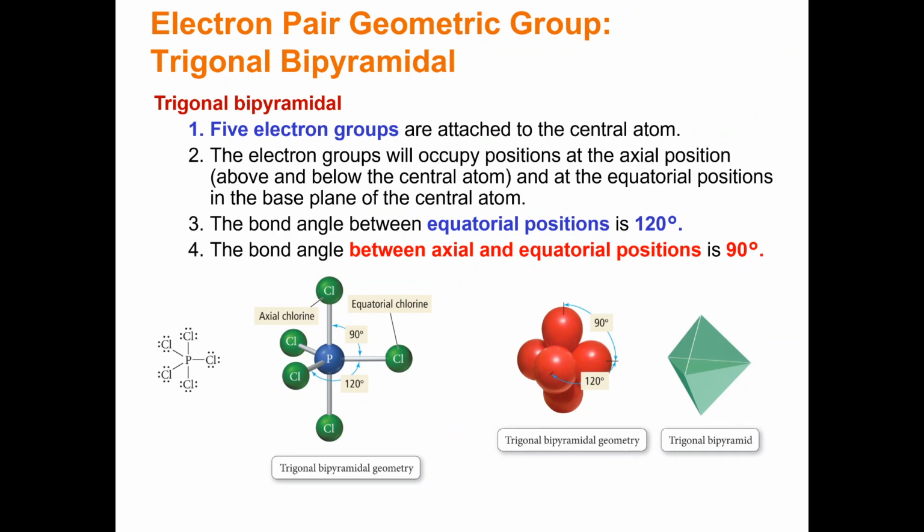Next one, trigonal bipyramidal. Okay, so here we have 5 electron groups. Okay, so electron groups occupy positions in the axial and the equatorial. So our axial is up and down. So you can kind of think of it like the axle of a car, if it could rotate. And our equatorial positions are always the ones on the side. So this is the same with octahedral when we get there.